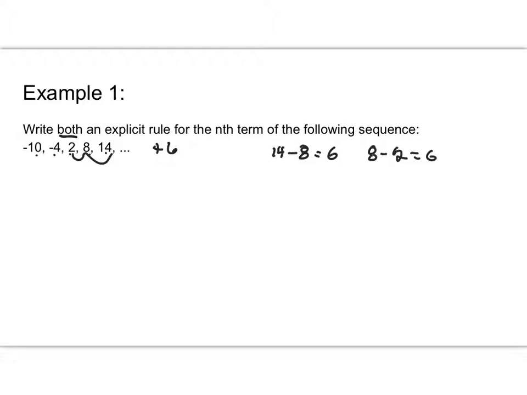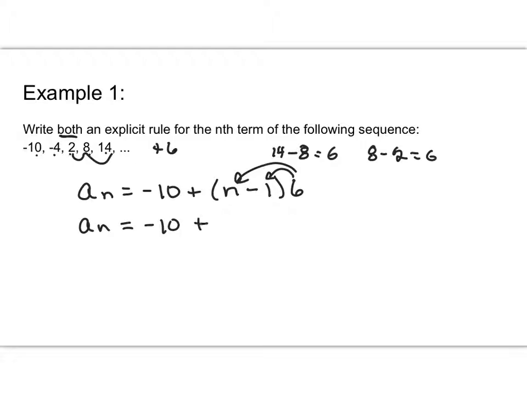So if I want the nth term and I write it with the explicit rule, the nth term is the first term, which is negative 10, plus n minus 1, because I have the first term, and my difference is 6. And I can go ahead and simplify this because I can distribute this 6 and combine my like terms. And I end up with a sub n equals negative 16 plus 6n. And that is my explicit rule.